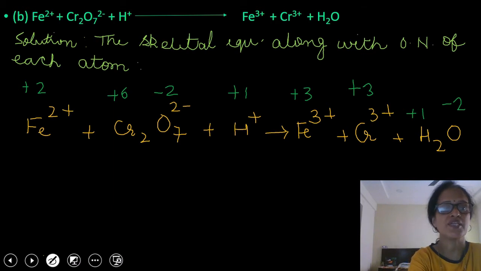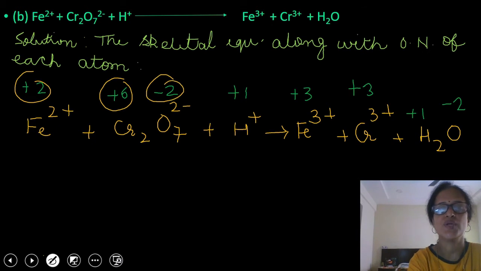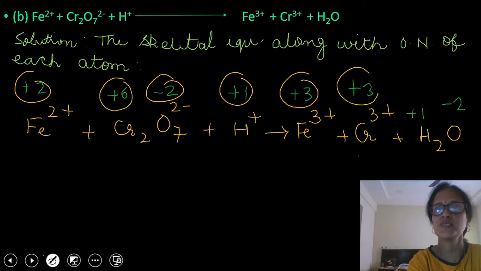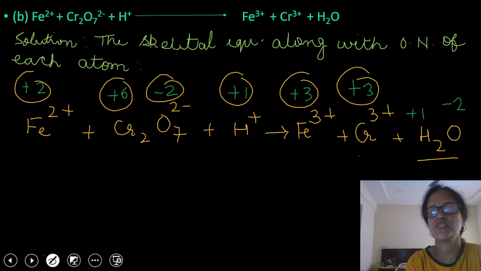So Fe2+, its oxidation number is +2. See, the oxidation number of chromium in Cr2O7 2- is +6. Oxidation number of oxygen is -2. And here we have H+ whose oxidation number is +1. Oxidation number of ferric ion is +3. Oxidation number of Cr3+ ion is +3, and oxidation number of hydrogen in water is +1 and oxygen is -2.